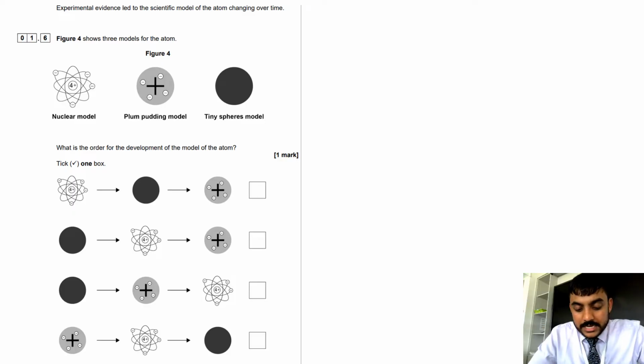Experimental evidence led to the scientific model of the atom changing over time. Figure 4 shows the 3 models of the atom. What is the order of the development of the model of the atom?